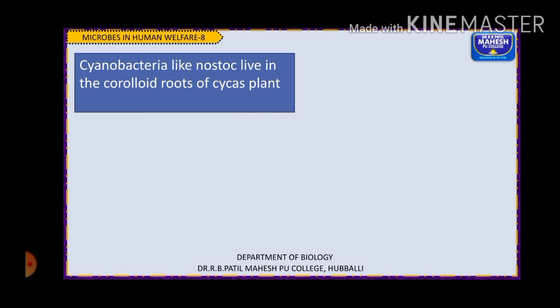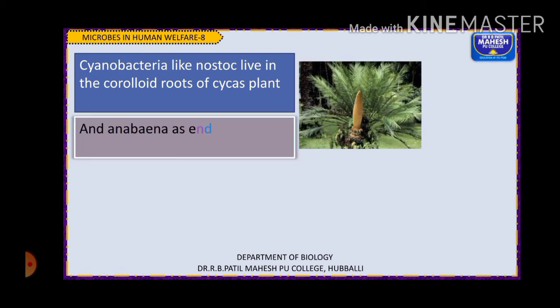And cyanobacteria like Nostoc are also present in symbiotic association. They live in the coralloid roots of Cycas plant. Okay, so Nostoc can be found in symbiotic association also. And Anabaena, another example, is also present in the leaves of Azolla. So Azolla and Anabaena are also in symbiotic association. Anabaena occurs as an endophyte, right? So in the leaves of Azolla.